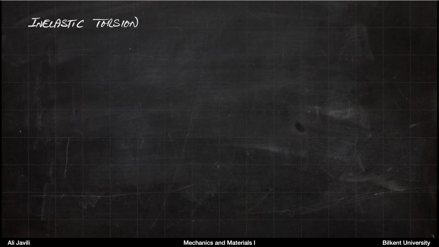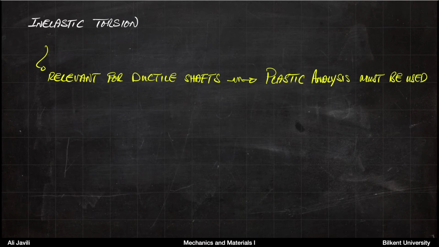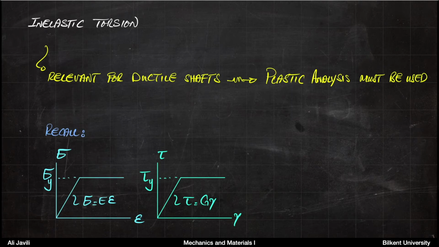The next topic that we would like to talk about is inelastic torsion. Inelastic torsion is relevant for ductile shafts or ductile materials in general. You remember, if you have a ductile material as opposed to a brittle material, you should also carry out a plastic analysis. So the material behavior is no longer our simple linear elastic behavior. We also have the so-called elastoplastic behavior.